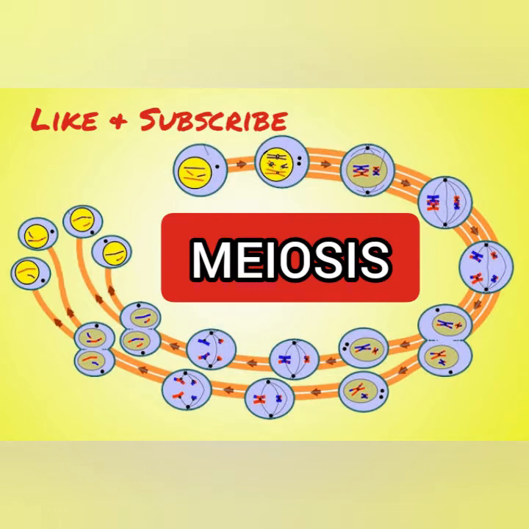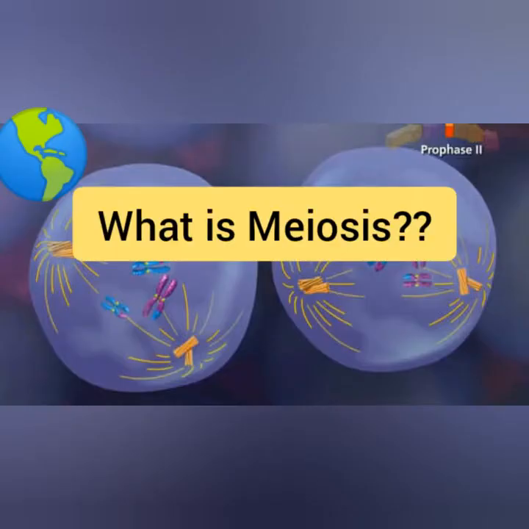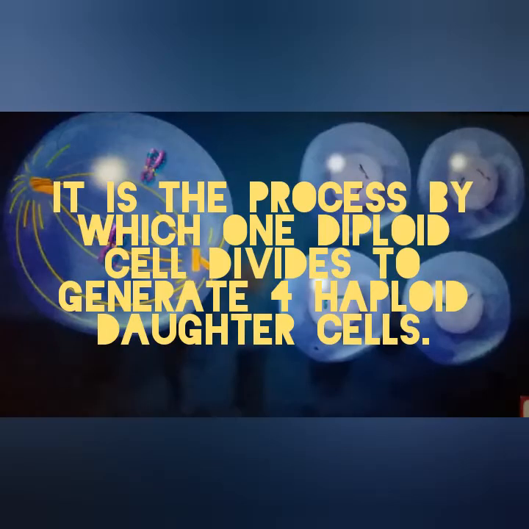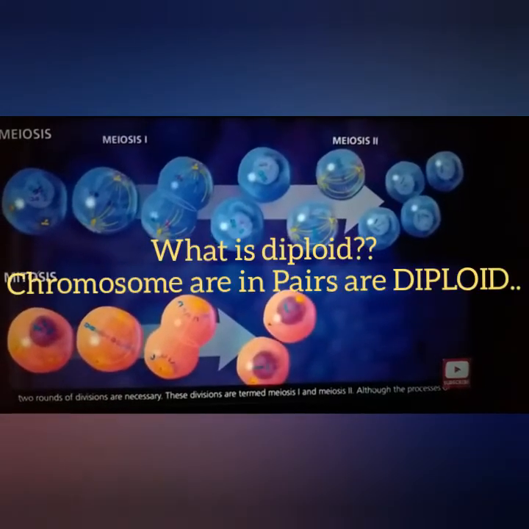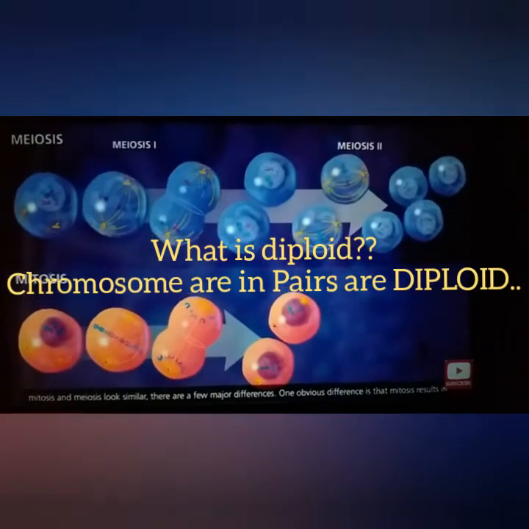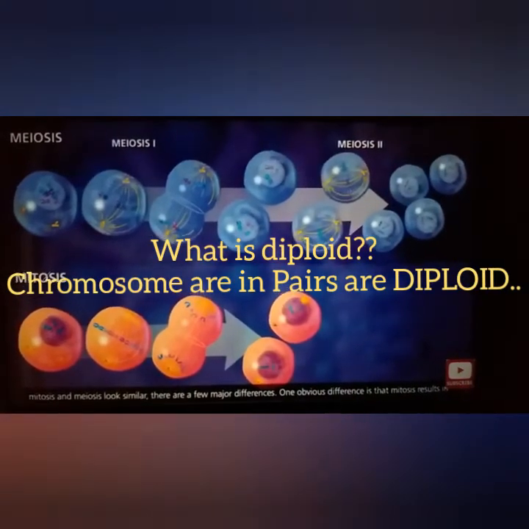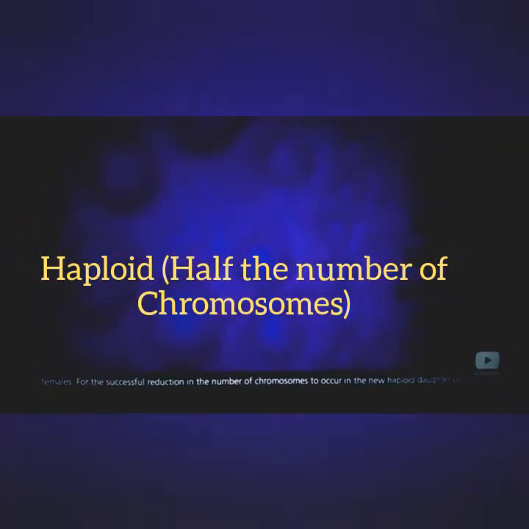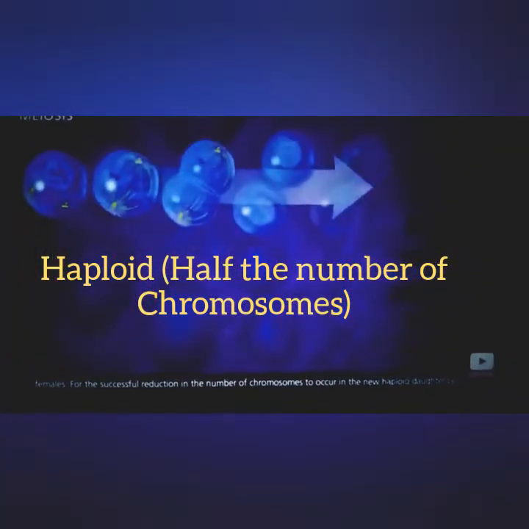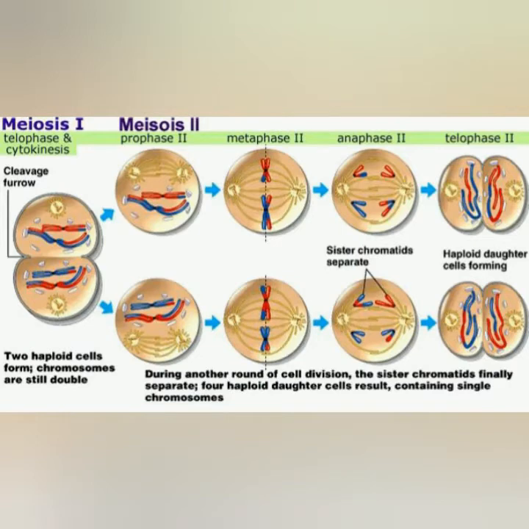So here the question arises: what is meiosis? It is the process by which one diploid cell divides to generate four haploid daughter cells. Let us know what is diploid, in which chromosomes are in pairs, while haploid means half the number of chromosomes. Chromosomes do not form pairs in haploid.